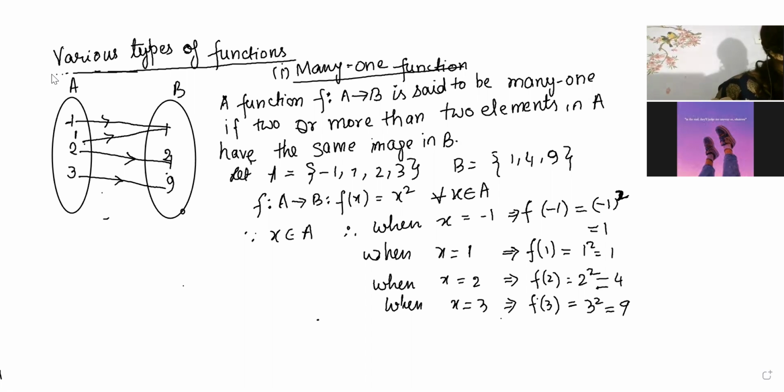Vishika, God bless you, beta. You have given all the answers. She's telling f of -1 is 1, f of 1 is 1, f of 2 is 4, f of 3 is 9. Harish told he understood. Nidhi, good morning, beta. Honey Bala is there. Yesterday you all made me very proud. I was very happy, seriously.